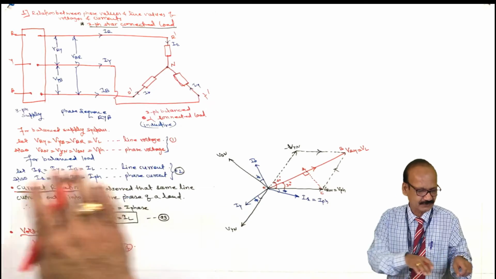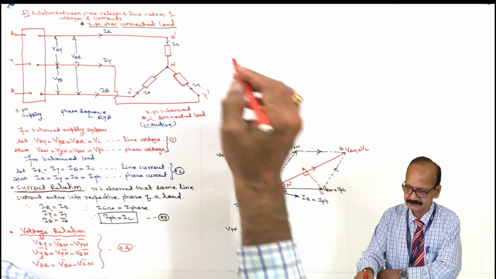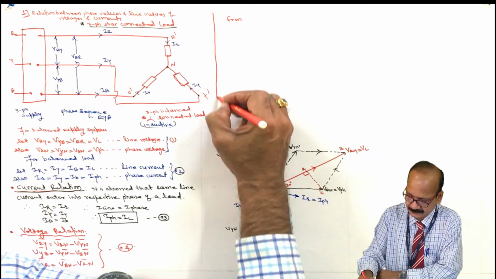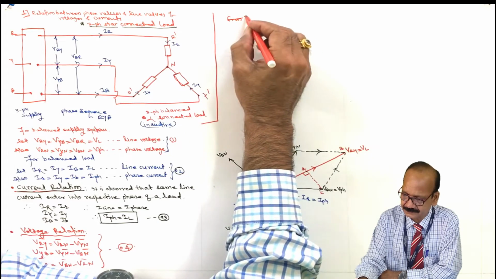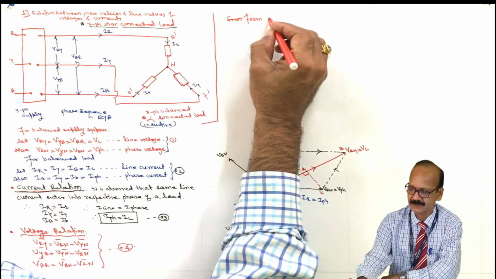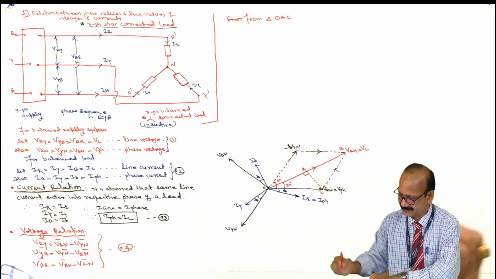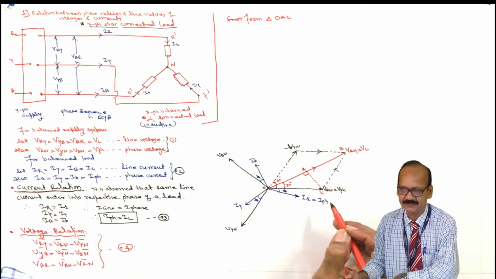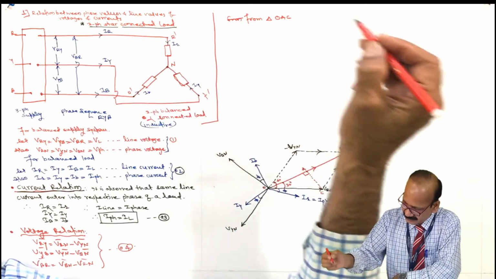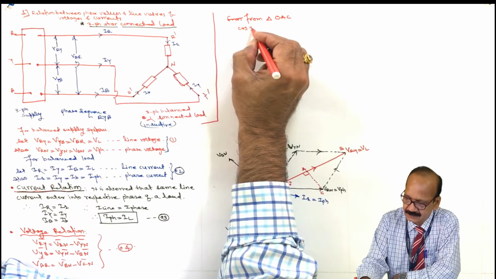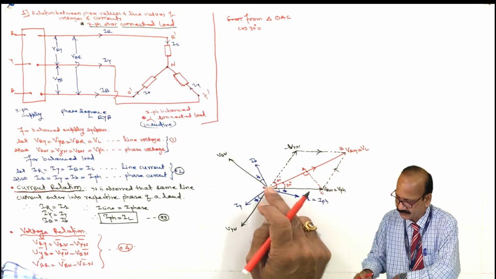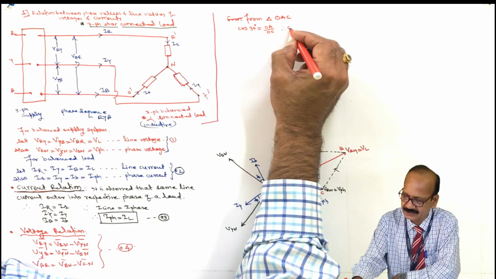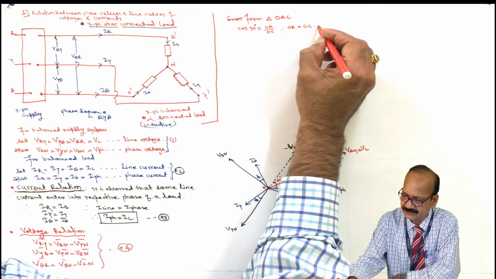Now for the triangle OAC, say this is C. From the triangle OAC, now see, OA is base, AC is height, and OC is the hypotenuse. So cos 30 degrees equal to OA divided by OC, and therefore OA equal to OC into cos 30 degrees.